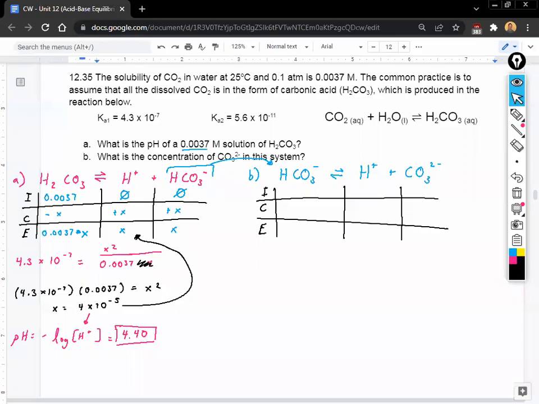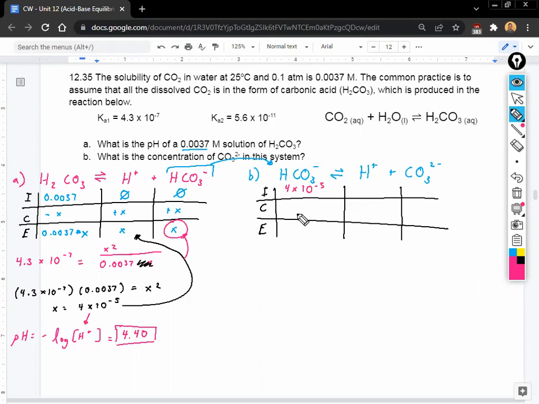Okay, so for this ICE table, it might be a little bit confusing because what we need to do is take the values from the first ICE table and plug them into this new ICE table. So let's start with the top left corner. So HCO3 minus, what's the concentration of HCO3 minus initially? Yeah, good catch on that. It's gonna be the value for X because this is what we end up with, 4 times 10 to the negative 5. So our initial concentration is 4 times 10 to the negative 5.